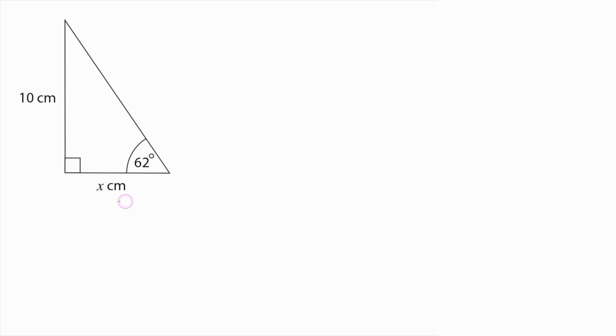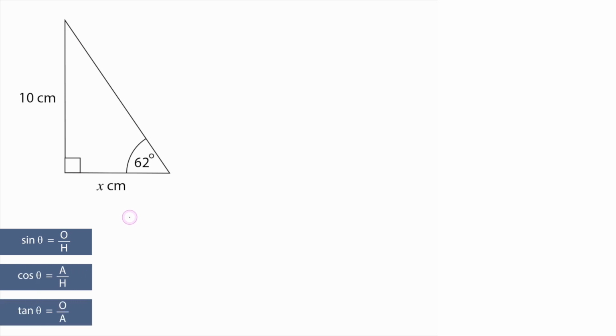In this question, we need to find the missing length x. Now we look at this right angle triangle, we have the opposite length, so opposite the angle. We have the adjacent to the angle as well. So let's bring in those three trigonometric ratios. We've got sine, cosine, and tangent.